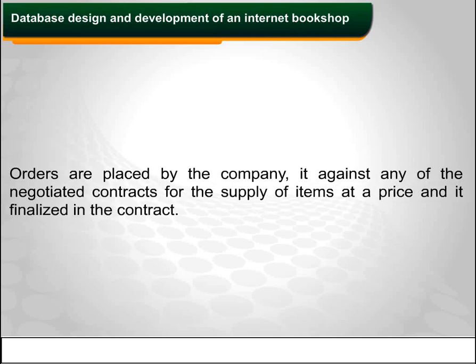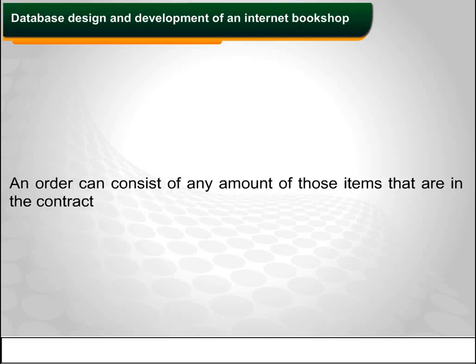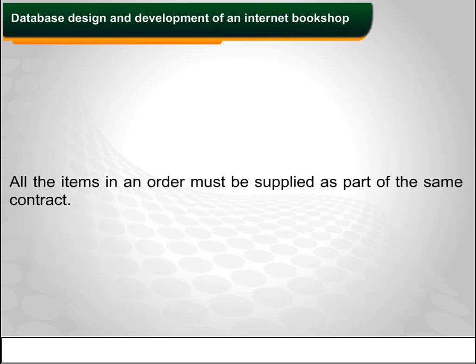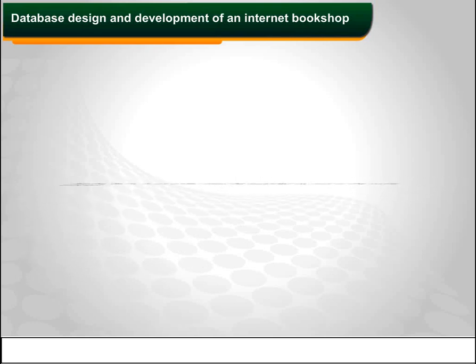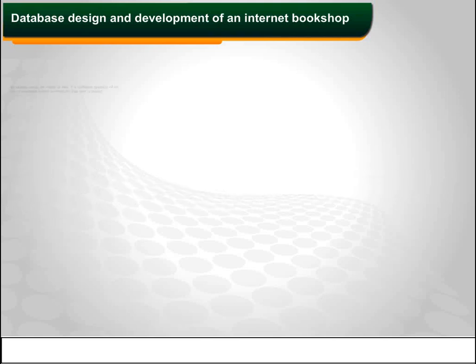Orders are placed by the company against any of the negotiated contracts for the supply of items at a price that is finalized in the contract. An order can consist of any amount of those items that are in the contract. All the items in an order must be supplied as a part of the same contract. However, the sum of any given item type in all orders that can be made against one contract cannot exceed the amount of that item type mentioned in the contract.